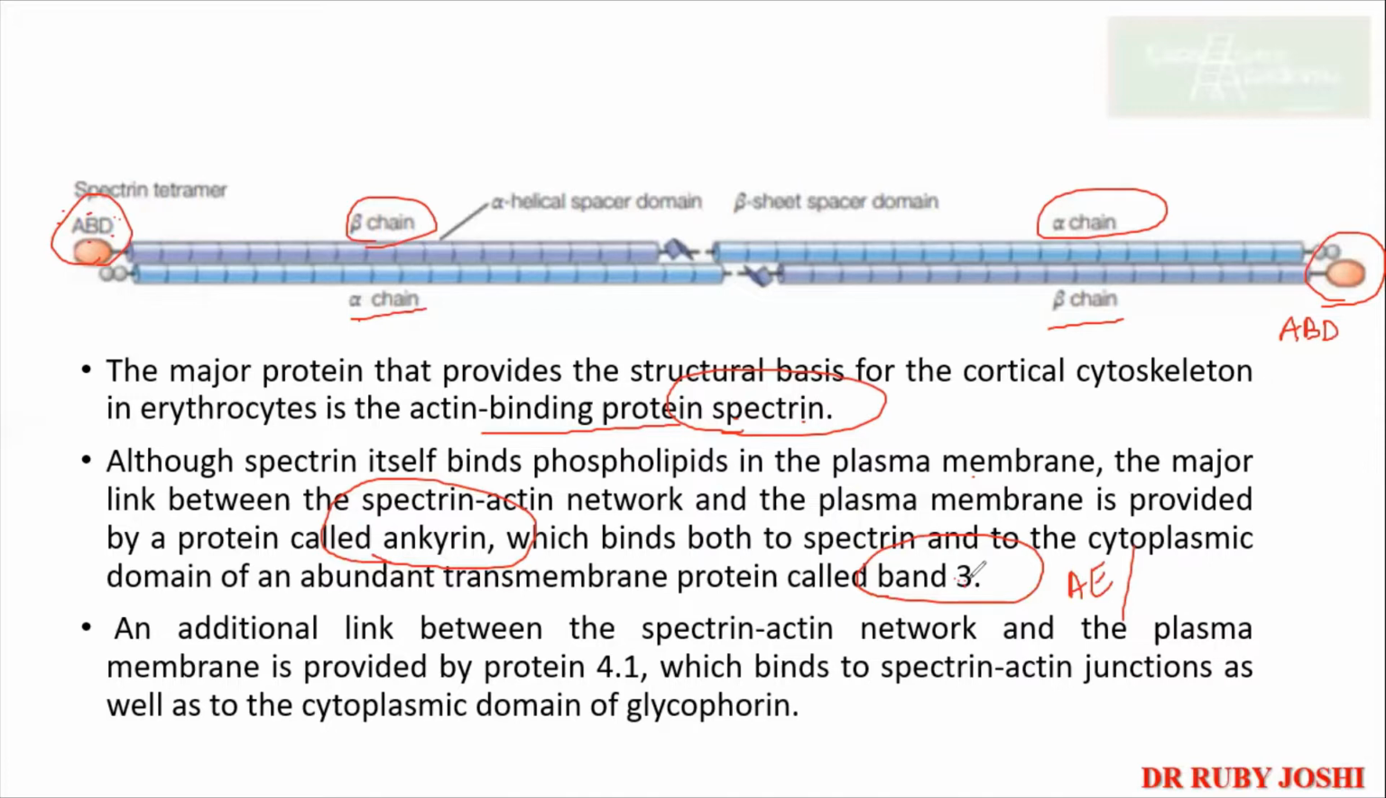There is an additional link between the spectrin actin network and the plasma membrane, which is provided by the protein 4.1, or band 4.1. So this will bind to the spectrin actin junctions as well as to the cytoplasmic domain of the glycophorin. This is all we have studied in the previous lectures when we were talking about the integral proteins present in the erythrocyte membrane. Now let's see in the figure how the spectrin, ankyrin, band 3, band 4.1, all these are associated.